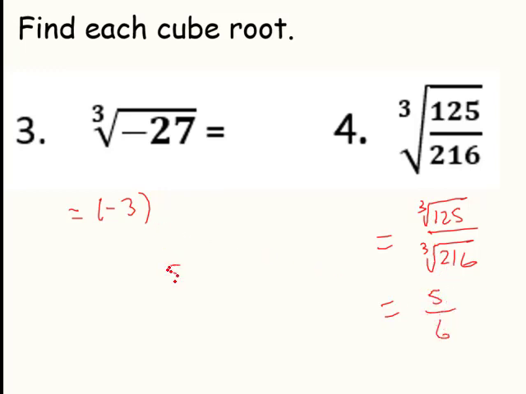So therefore we have 5 times 5 times 5. 5 times 5 is 25, times another 5 is 125. 6 times 6 times 6. 6 times 6 is 36. And 36 times 6 is 216.